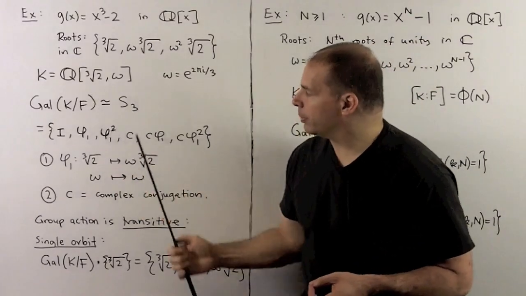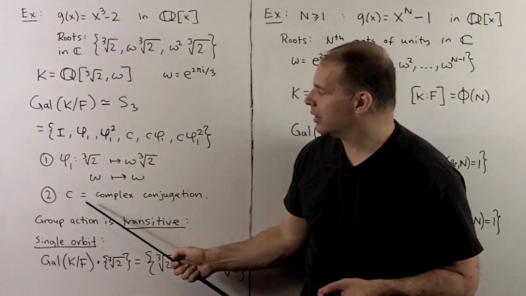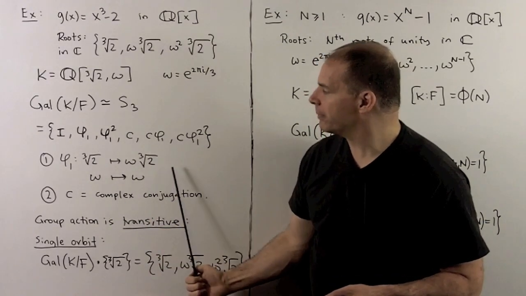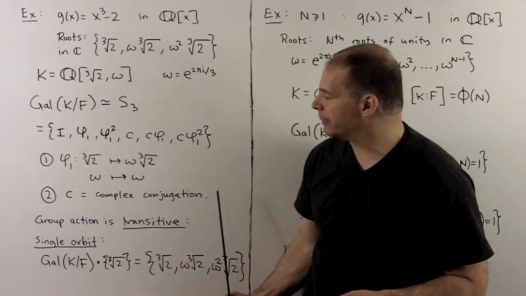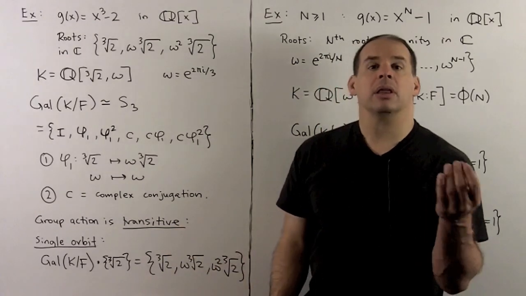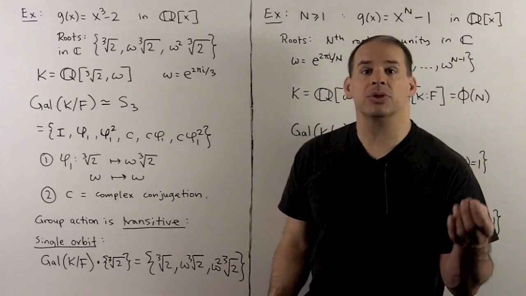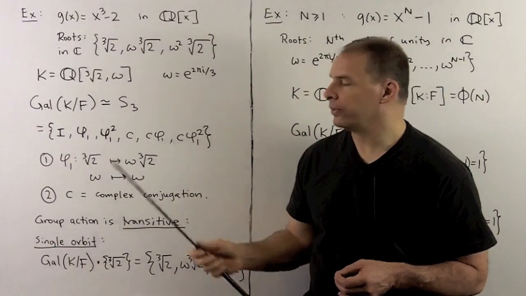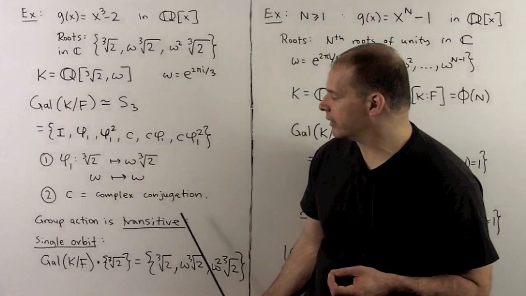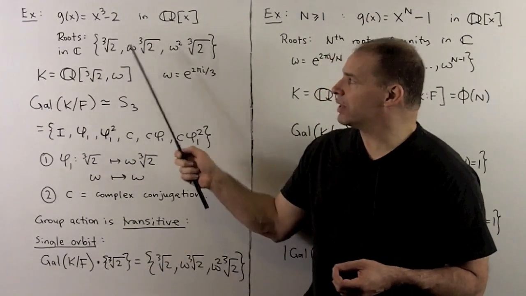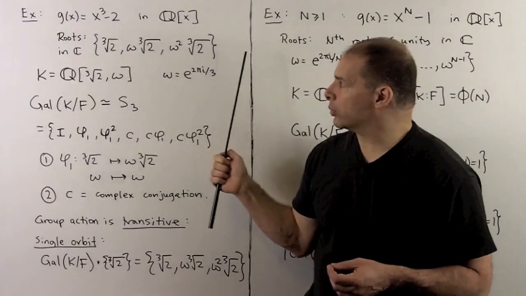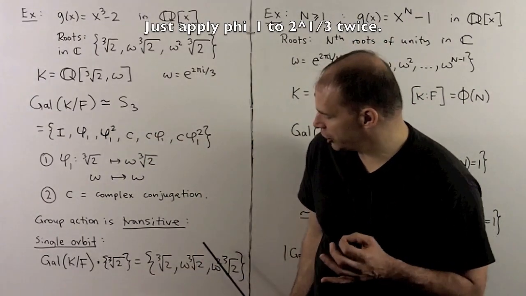Now, the Galois group is generated by 2 automorphisms. We have phi1 that sends cube root of 2 to omega cube root of 2 and omega to itself, and complex conjugation. So this is an element of order 3, and this is an element of order 2. We note these elements do not commute, so we have a non-abelian group, so it must be S3. Now, a feature of the group action here: the group action is going to be transitive. So there's a single orbit. That means if we pick any of these roots and apply all elements of our group, we get back all of the roots. So that's a straightforward check.